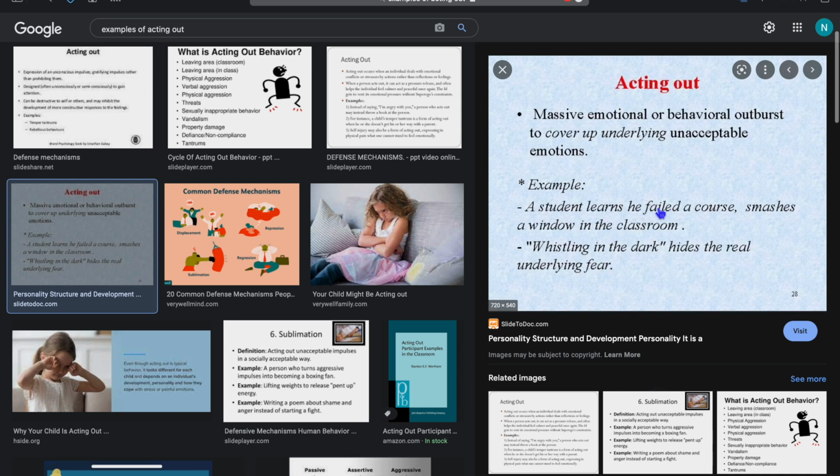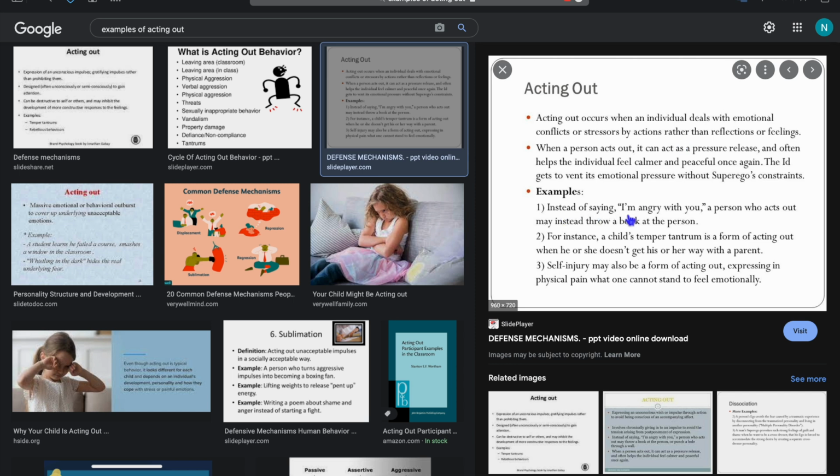A student learns he failed a course and smashes a window in the classroom. Rather than working out the feelings, he's doing something physical, converting it into something physical. Or whistling in the dark to hide the real underlying fear, that's also acting out. Another example: instead of saying "I'm angry with you," a person who acts out may throw a book at the person. Rather than reflecting on the feeling and talking it out, it's something physical.